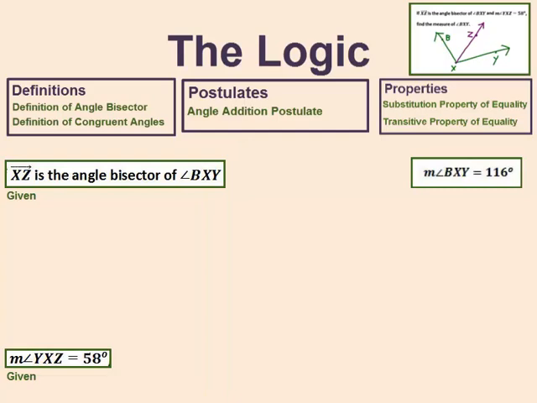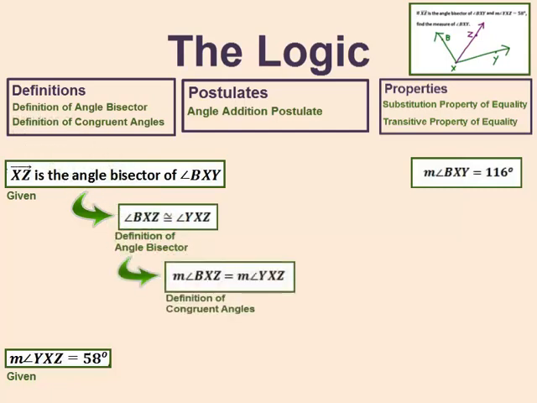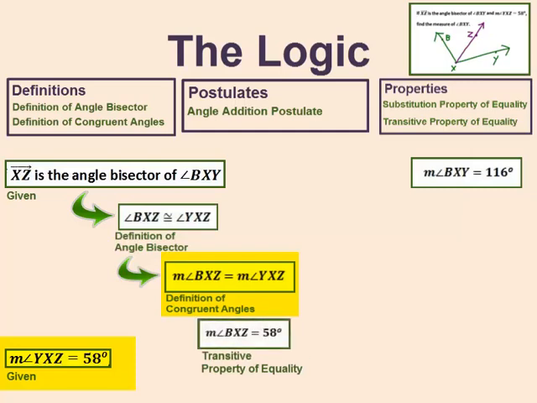Well, the first thing is this idea of an angle bisector. And we know through the definition that it creates two adjacent congruent angles. So we can write this. Now that we know that we have two congruent angles, we can use the definition of what it means to be congruent to conclude that these two angles have the same measure. Then, if you take a look at this other given piece of information, we can combine these two things and use the transitive property of equality to conclude this.